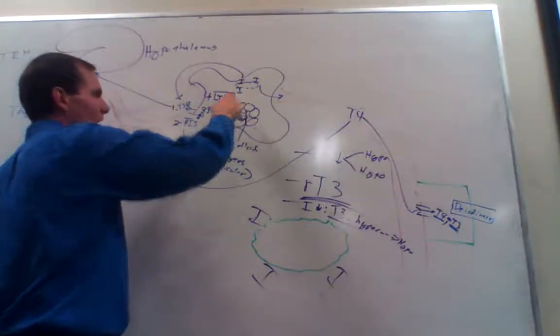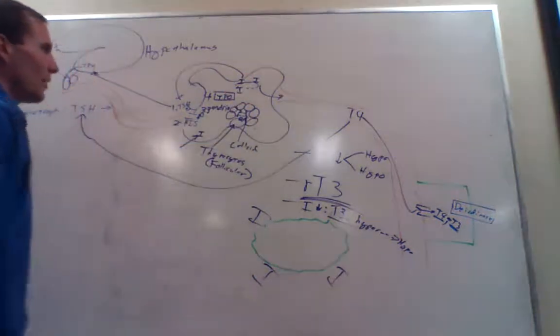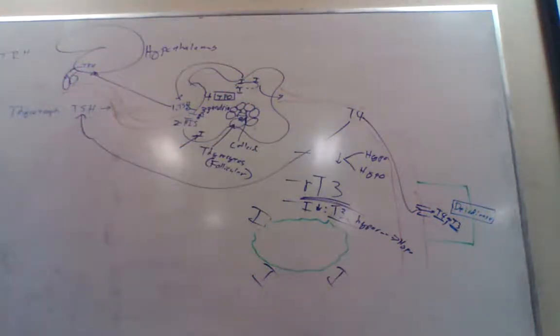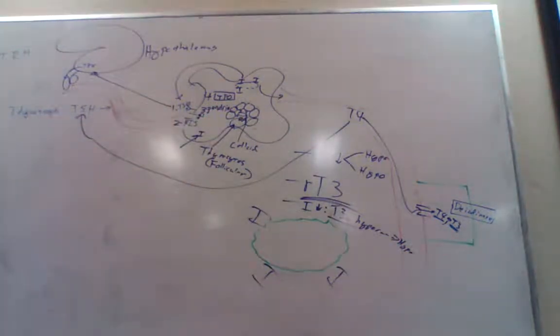TPO will then blast some iodine onto the thyroglobulin that's floating around in the colloid space, and it'll go ahead and attach it. It puts 4 on all of them when it's working properly, and then it's done. You have T4 resting in the colloid space.